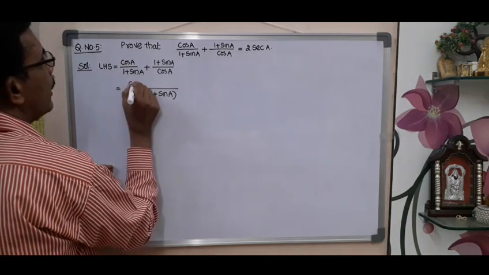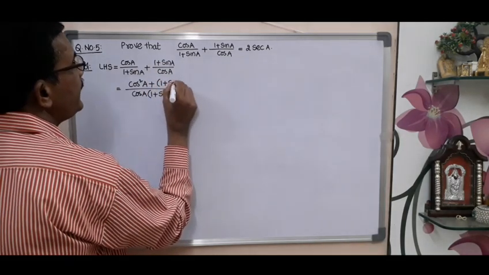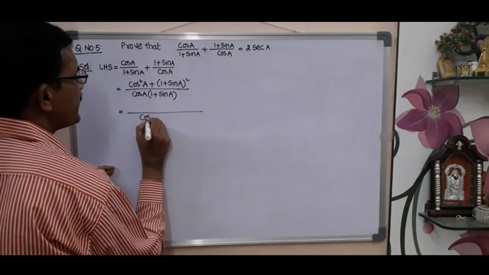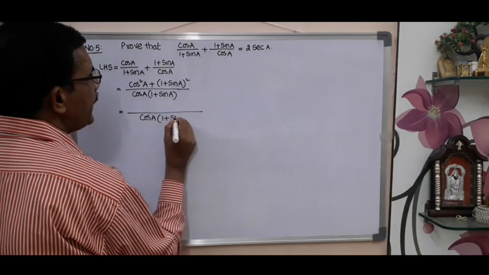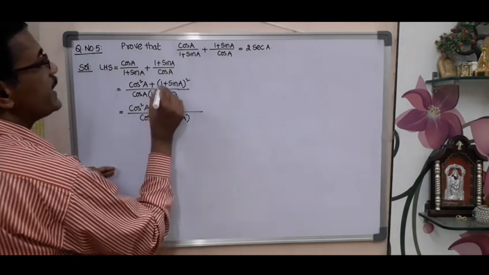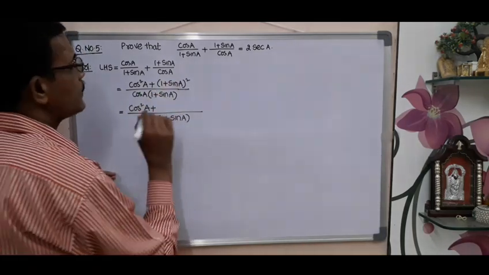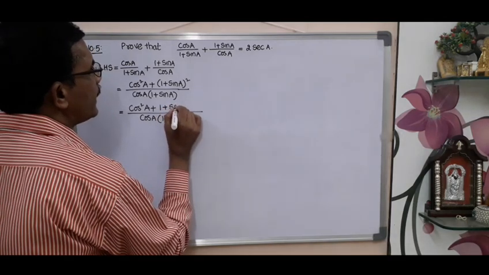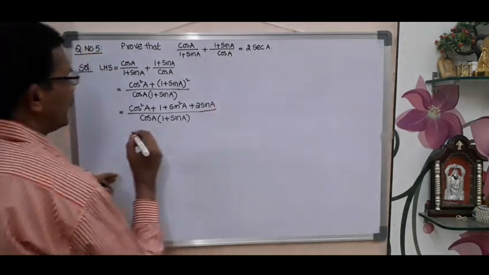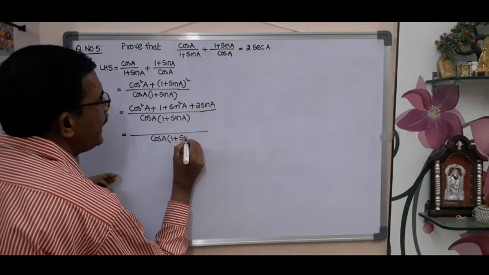Like cross multiplication: cos square A plus 1 plus sin A into 1 plus sin A, that is 1 plus sin A whole square, and the denominator is the same, cos A into 1 plus sin A. Now cos square A plus, this is in A plus B whole square form, so expanding, A plus B whole square is A square plus 2AB plus B square, that is equal to, denominator is the same, cos A into 1 plus sin A.